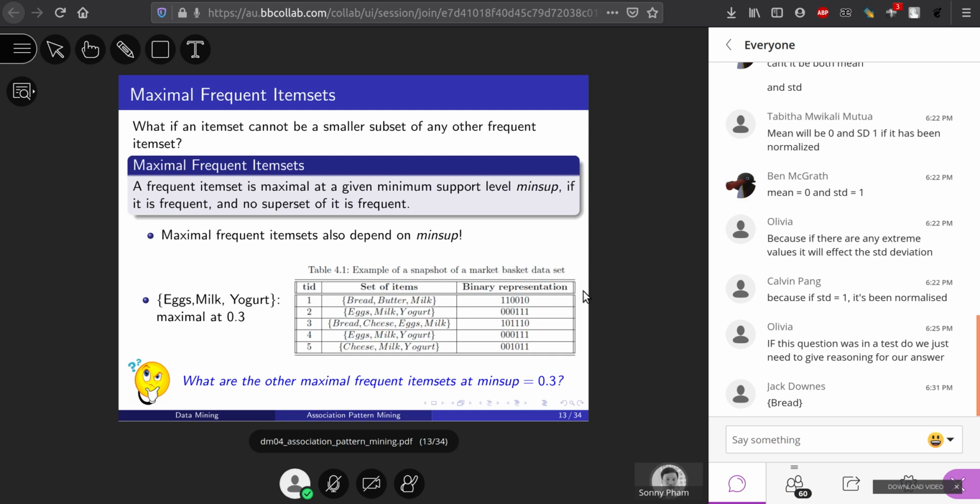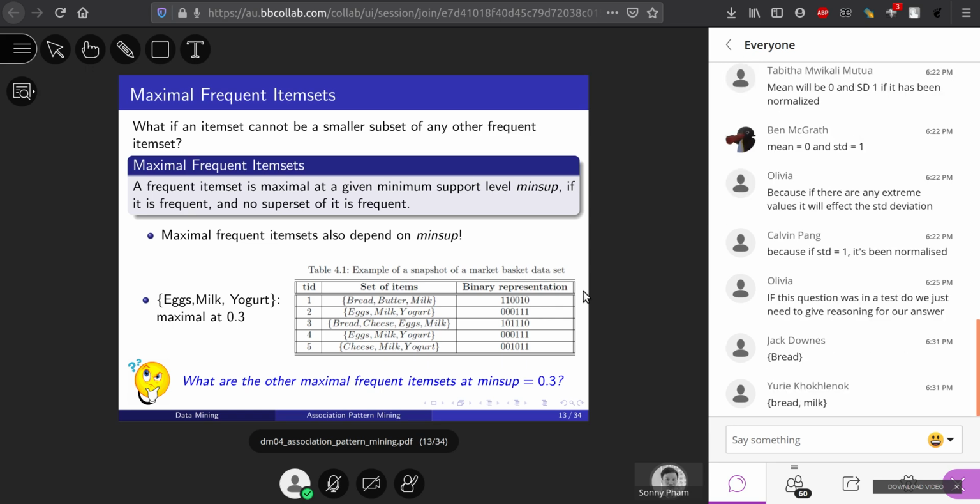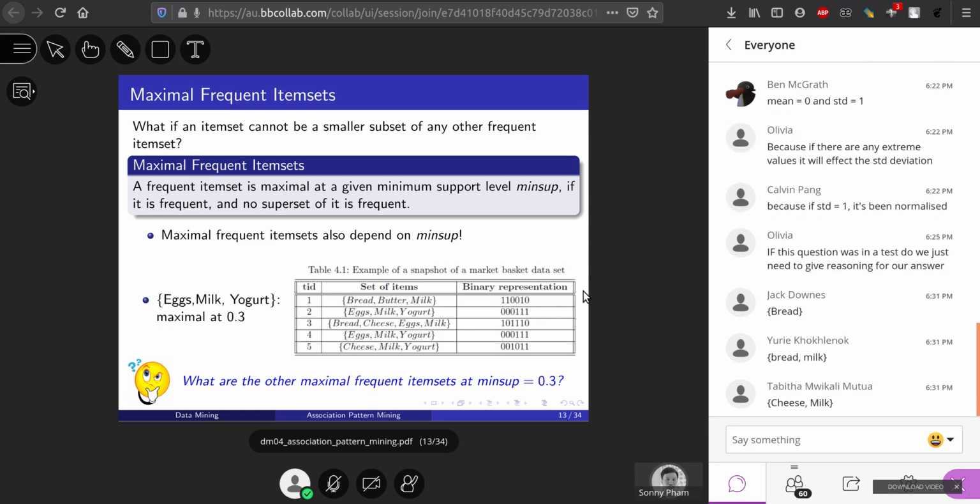Is the maximum set at 0.3? Okay, I have an answer there. All right, so Jack, you say Brad. Okay, Brad is probably one. All right, so we have Brad here.